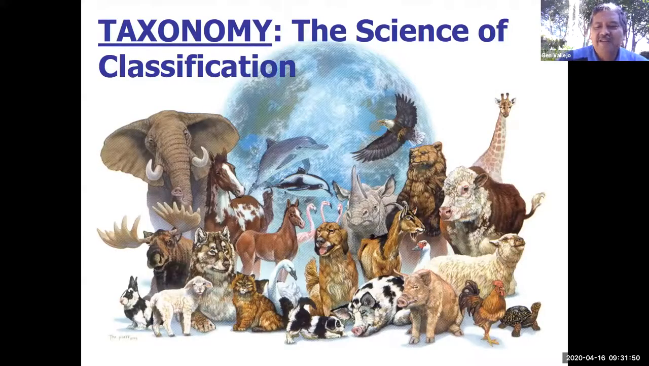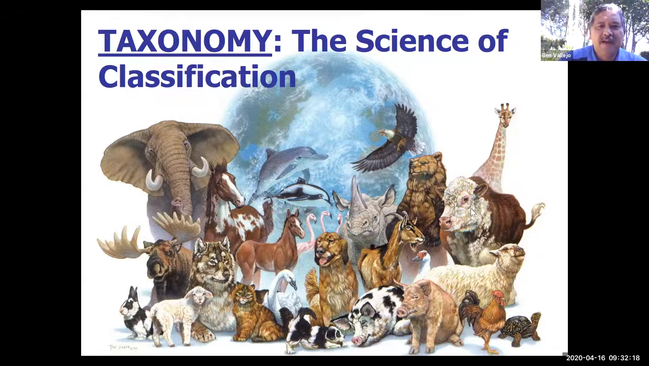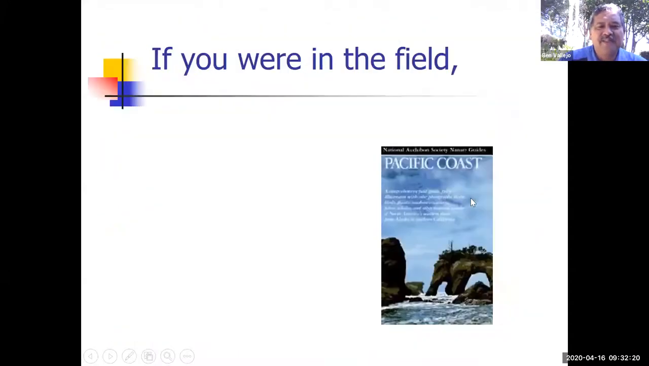So taxonomy, as you remember, is the science of classification. There are over 1.6 million different species of animals in the world. It would take an awful long time to study each and every one. So in classification, we group things into logical groupings so that we can be more effective in our study of all of these organisms. In this case, the 1.6 million different animals.